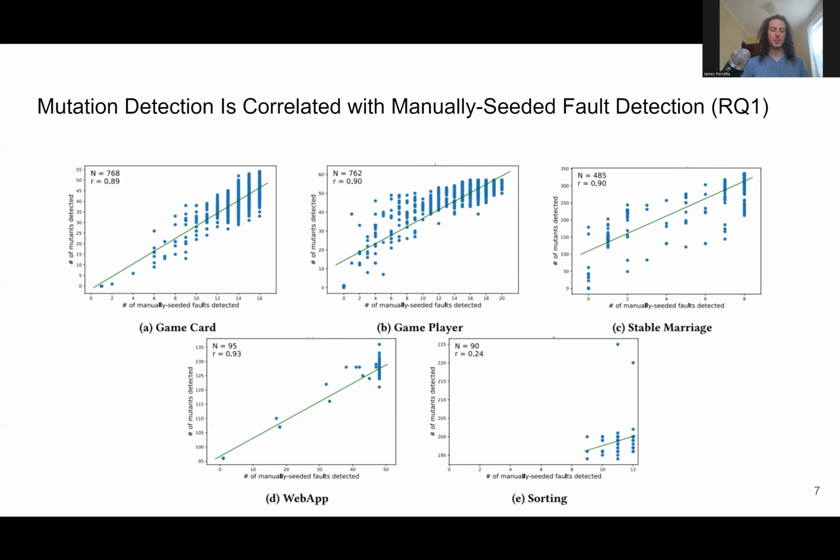After examining the manually seeded faults from the sorting assignments, where we observed a weak correlation, and discussing those faults with the course staff, it became clear that many of the manually seeded faults did not align with the learning goals of the assignment, and several of those faults are difficult or impossible to reproduce as a reasonable modification of an implementation.